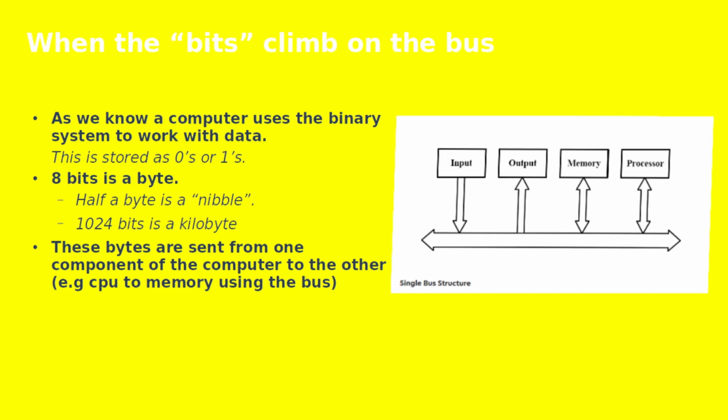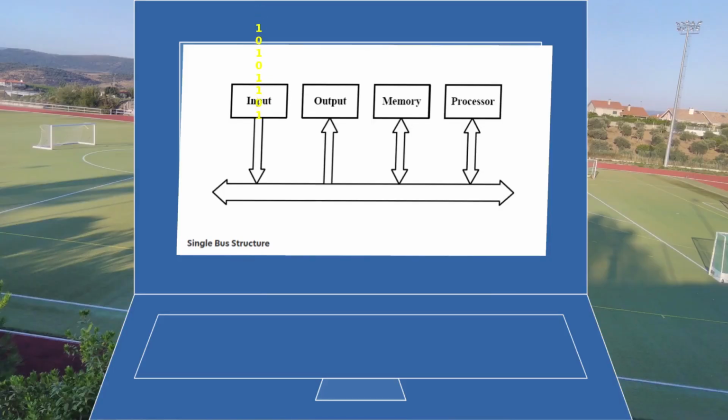As we know, a computer uses the binary system to work with data, so this is stored in the computer as zeros and ones. Now 8 bits is a byte, half a byte is a nibble, and 1024 bytes is known as a kilobyte. These bytes are sent from one component of the computer to the other, in other words, from the CPU to memory by using the bus and so on.